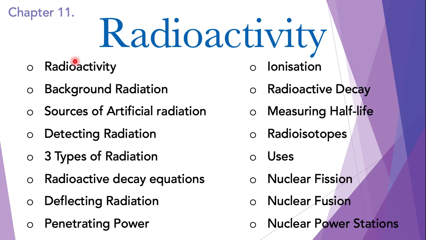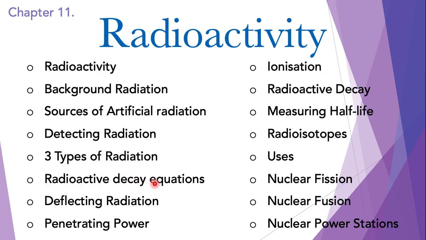So it has brought us to this last chapter, and yet another very fun chapter, radioactivity. In this, we're going to see what radioactivity is, the background radiation, sources of artificial radiation, how we detect radiation, and the three types of radiation.